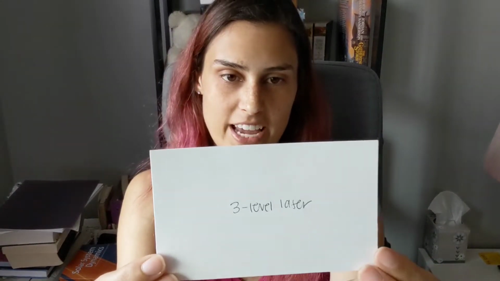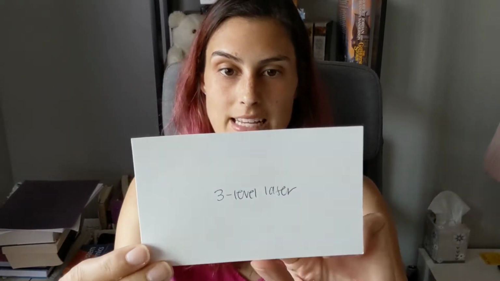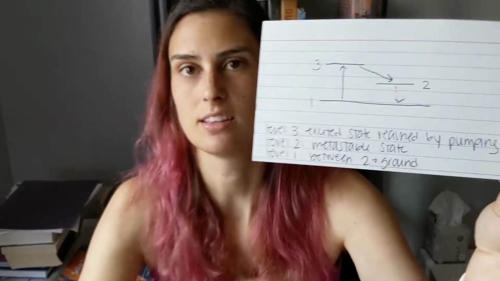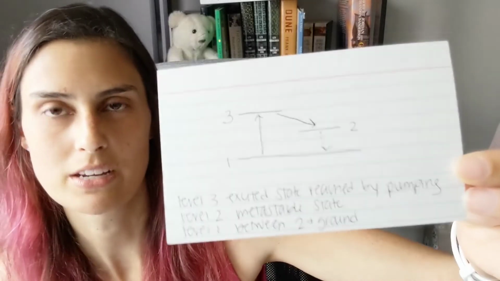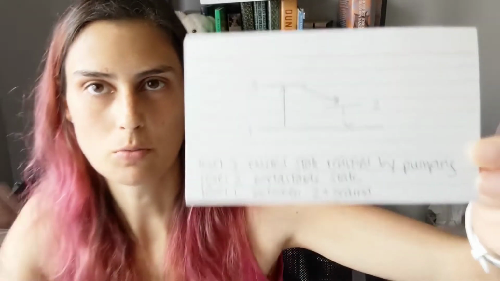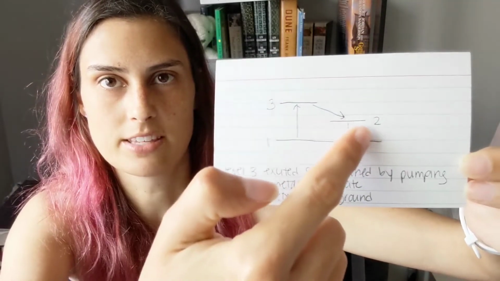A 3-level laser. So level 3 is the excited state that is reached by pumping, and level 2 is the metastable state, and then level 1 is just the ground, a level between ground and level 2. So you pump up to 3, and then it goes down to this metastable state.